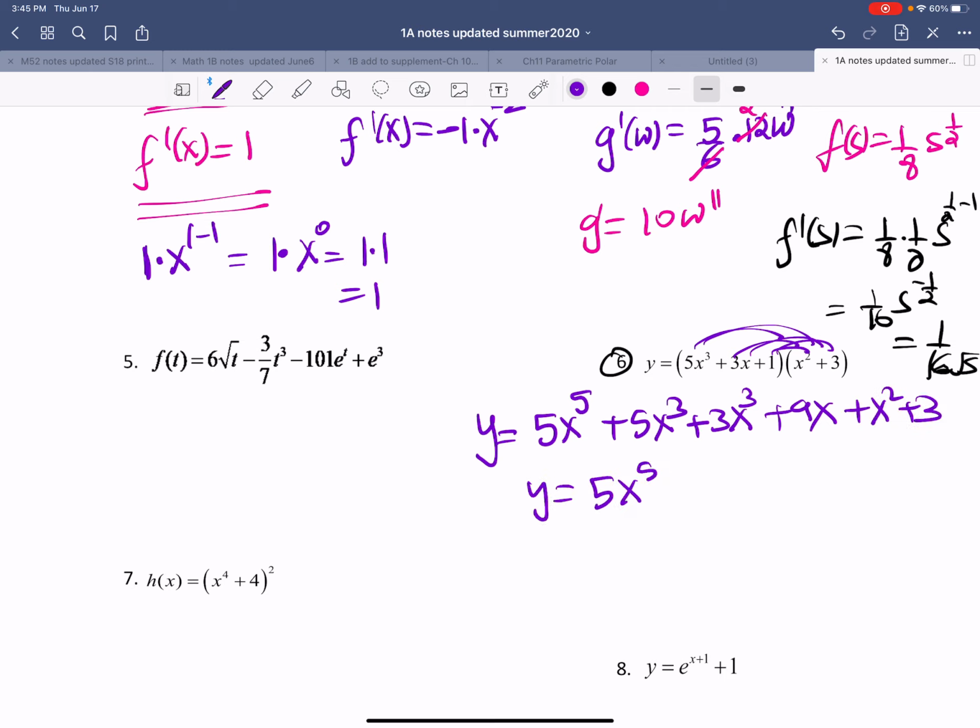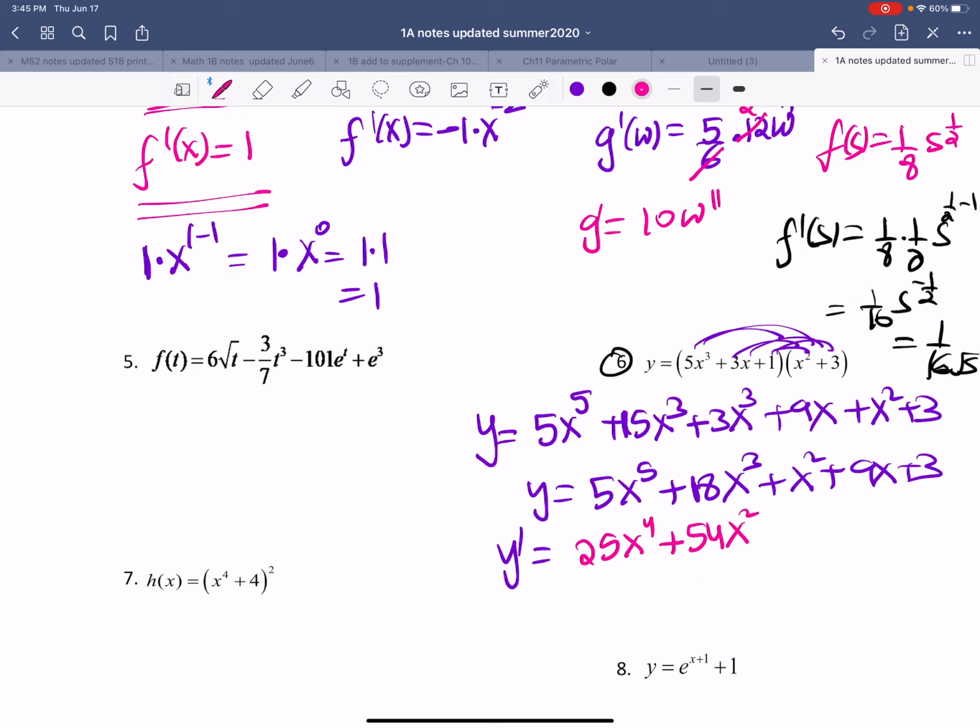And that leaves me with 5x to the fifth plus 8x to the third plus x squared plus 9x plus 3. And now this is going to be 15 and 18. Yep, 15, not 5. All right, so 5x to the fifth plus 18x to the third plus x squared plus 9x plus 3. y prime is going to equal 25x to the fourth plus 54x to the second power plus 2x plus 9. The derivative of a constant is 0, so that would not be included.